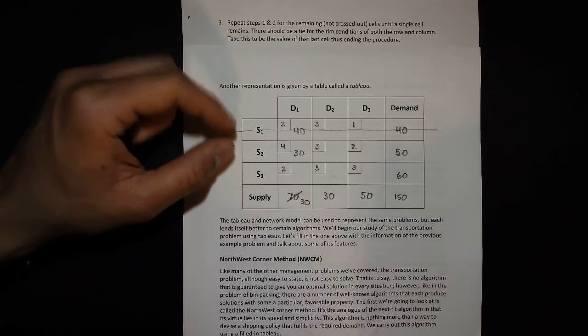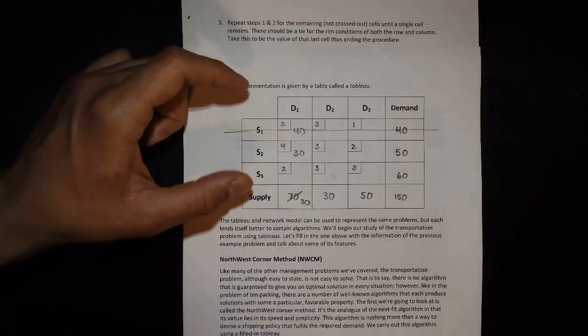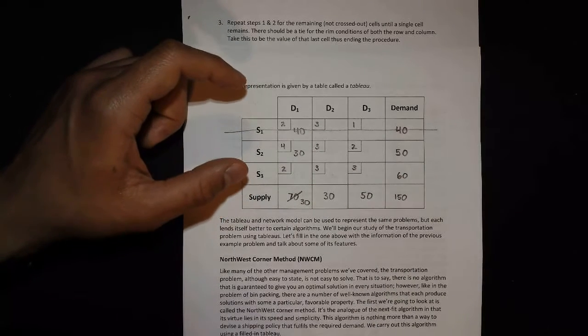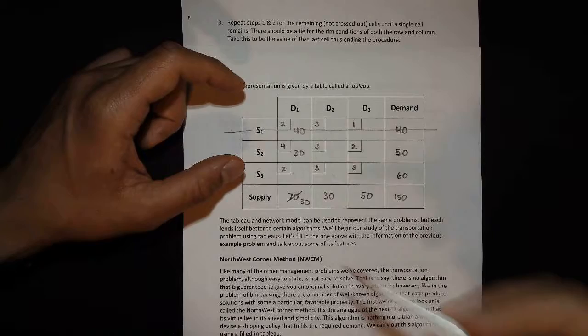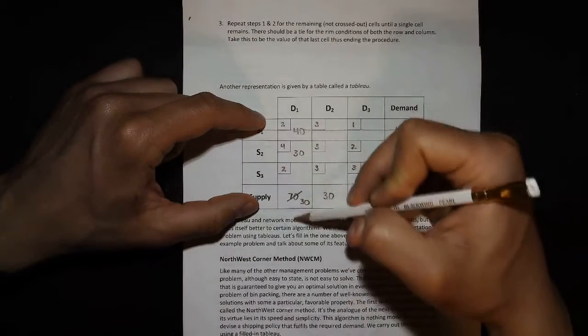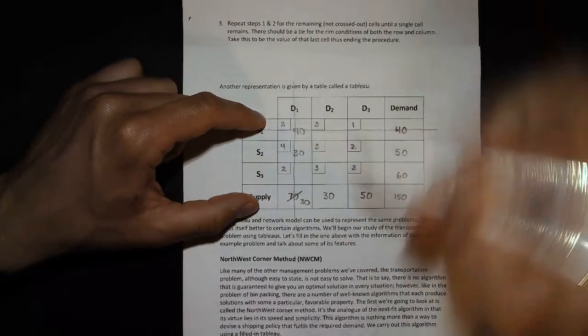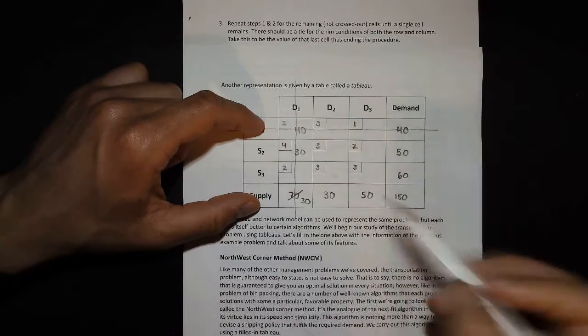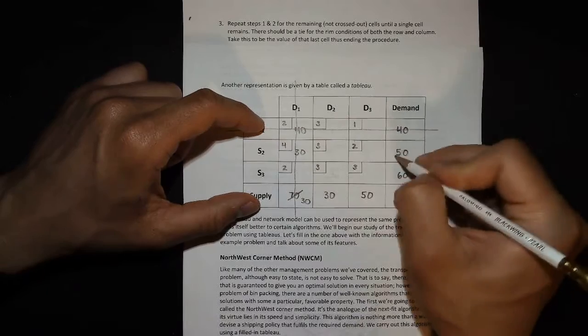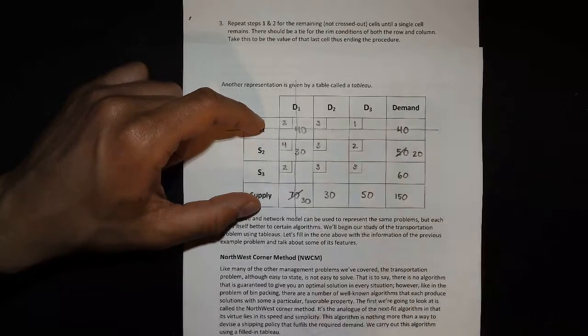Okay, and what we do is we then cross out the row or column that had the rim value, right? So we cross out the column, we took the column, the rim condition of the column for this cell, and then we subtract the other rim condition by this value. So this now becomes 20.